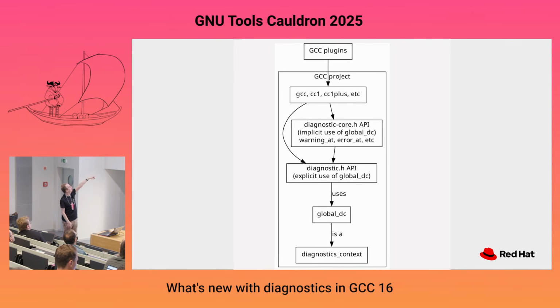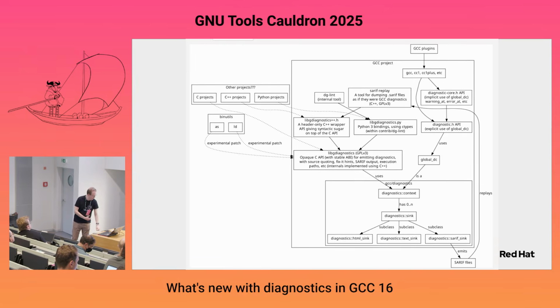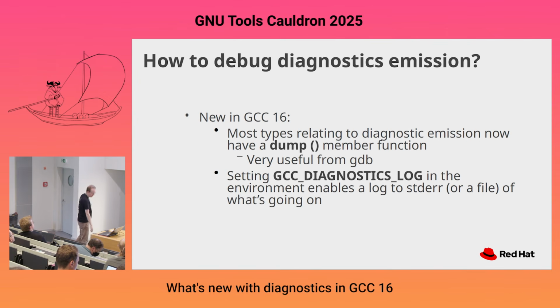We call warning_at. It's implicitly using global_dc, the diagnostic context, which can have multiple sinks, and it's got many fields in it now. And in fact, there's also libgdiagnostics using it, and the code's gotten complicated. So debugging this, I've added a dump member function to most of the classes to make my life easier when I'm using GDB. There's also this new GCC_DIAGNOSTICS_LOG that, if you set it in the environment, will spew a bunch of stuff to standard error, or you can make it equal a file name and send it there.